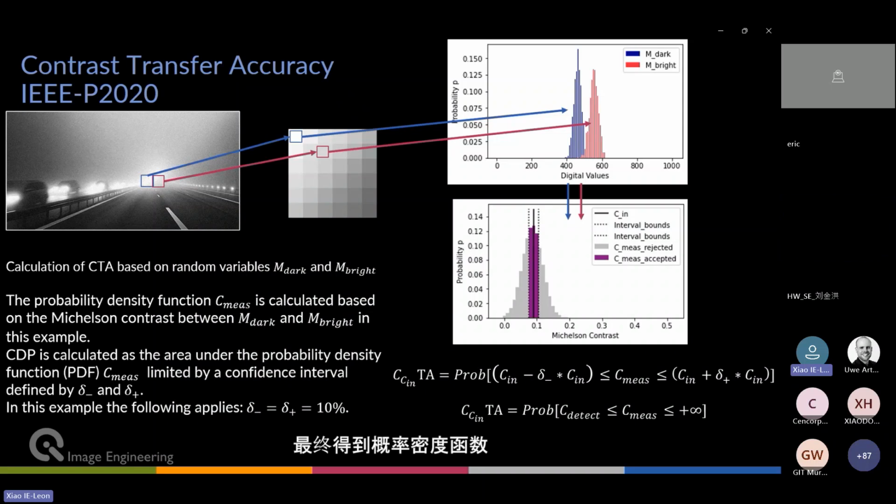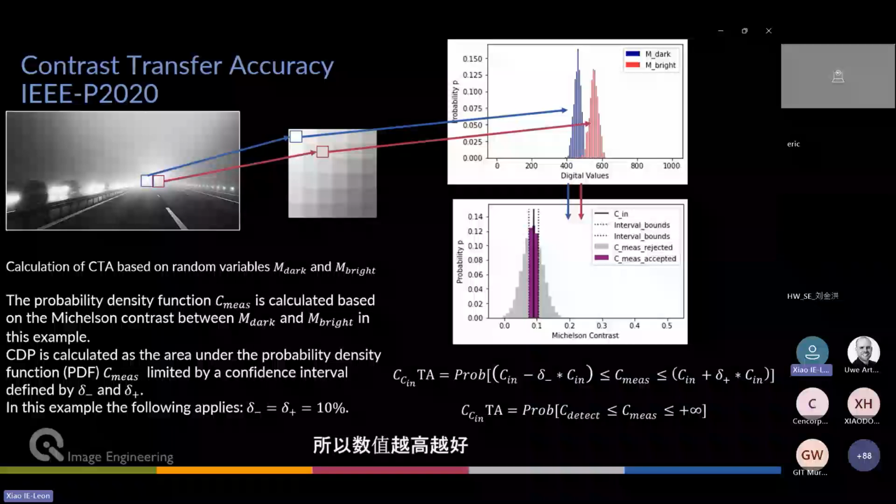Within this probability density function, you define bounds, and everything that is inside the bounds is good, that is actually reproduced. What is outside is rejected. Then we can create a single value that tells you the ratio of the values in the probability density function that are inside my bounds and those that are outside. So 100% means everything is inside the bounds. 50% would mean 50% is in, 50% is out. So the higher, the better.